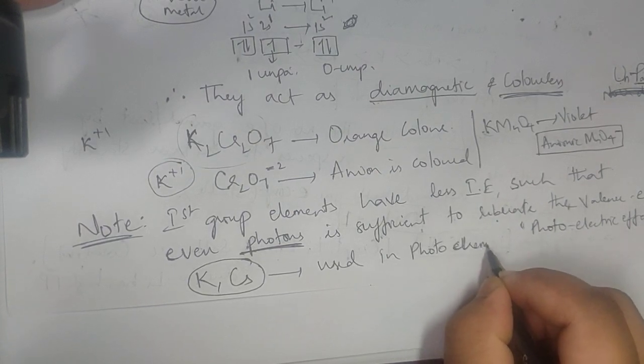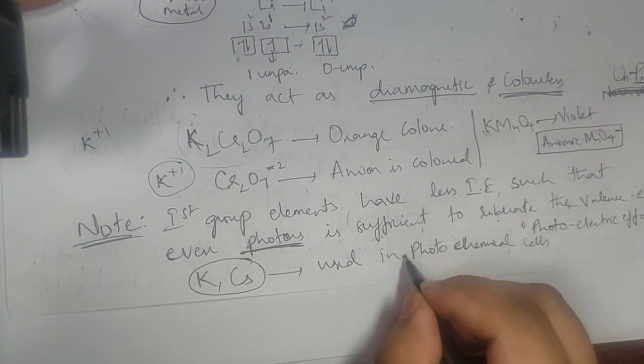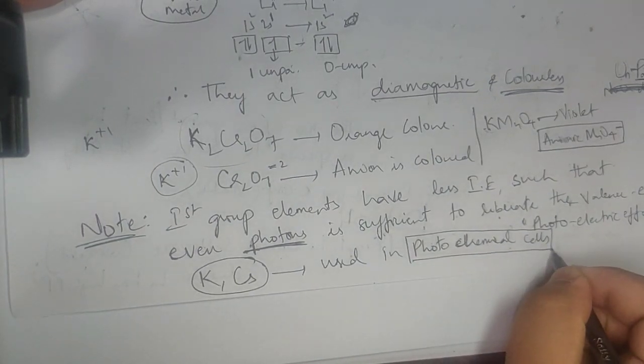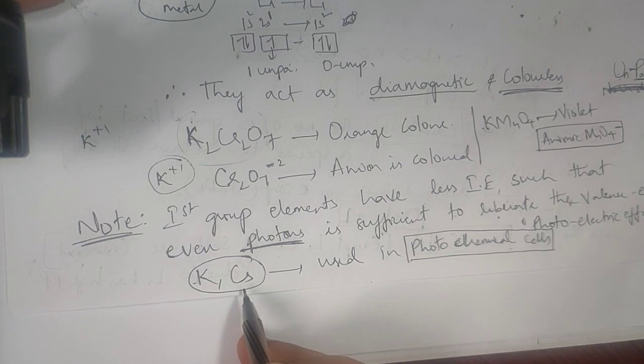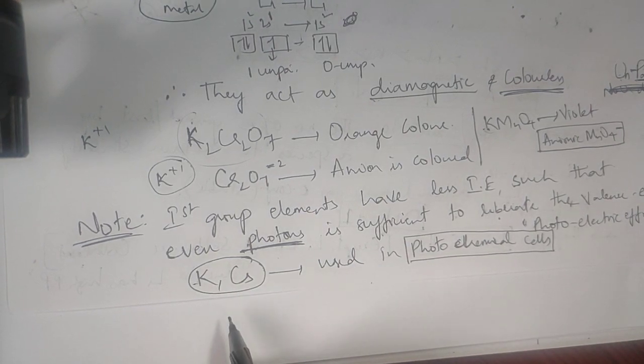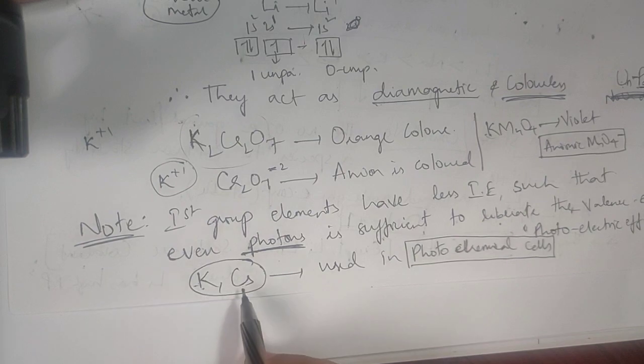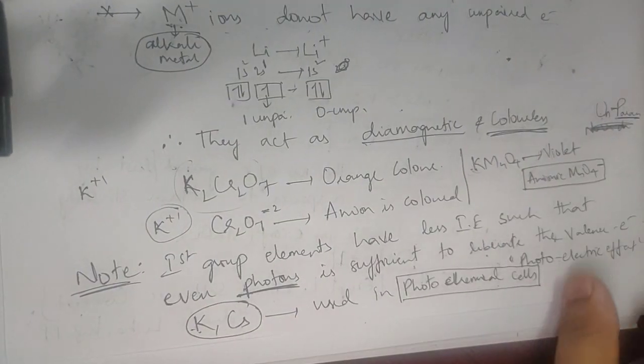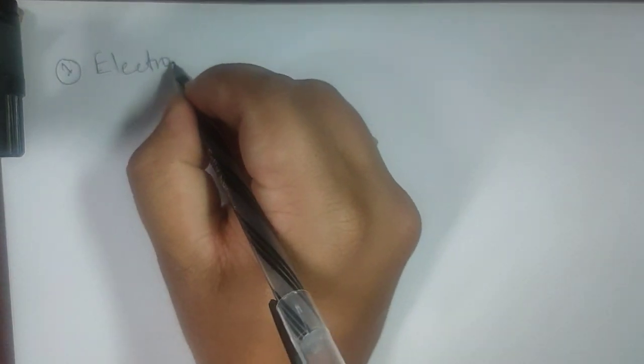Photochemical cells, not electric, photochemical cells. This point we noted is very important, in fact asked in the NEET exam. Among the first group elements, the ones used in photochemical cells are potassium and cesium, remember that. All right, so now let's talk about electropositivity. There are some more properties of the compounds that contain various atomic properties. So the next one is electronegativity.